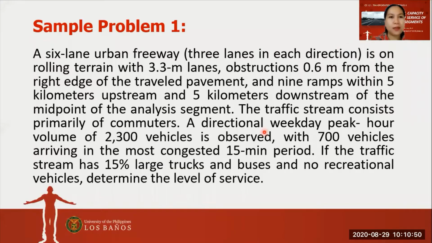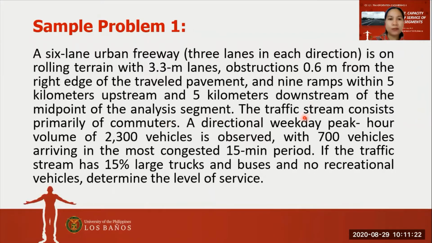Let's read this problem all together. A 6-lane urban freeway with 3 lanes in each direction is on a rolling terrain with 3.3-meter lanes, obstructions 0.6 meter from the right edge of the traveled pavement, and 9 ramps within 5 kilometers upstream and 5 kilometers downstream of the midpoint of the analysis segment.